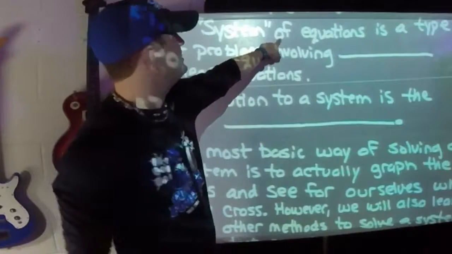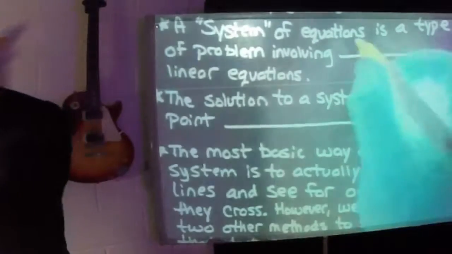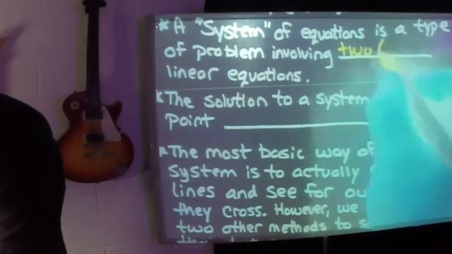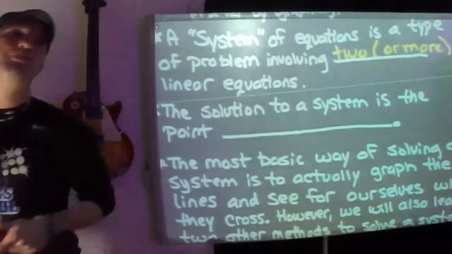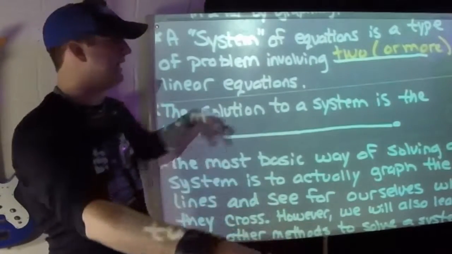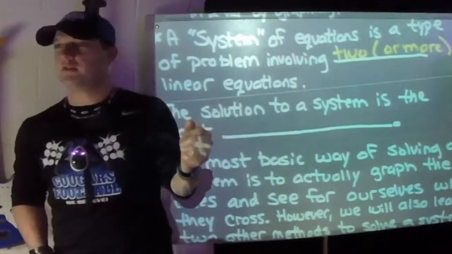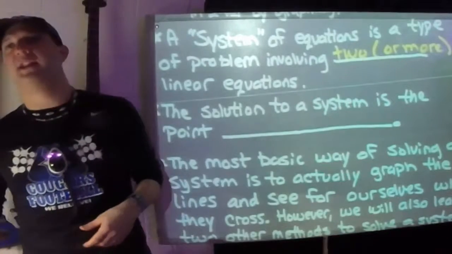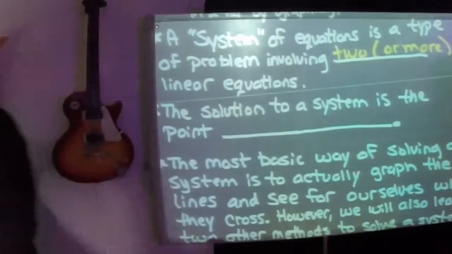All right, here's what on earth a system is. A system of equations is a type of problem that involves two or more equations. But I'm going to put two, and I'm going to put "or more" in parentheses, because in Algebra 1, it won't be "or more." It will be problems that have two equations at the same time. So when I say, what's a system? Your brain needs to go, oh, that's when you got two lines at the same time.